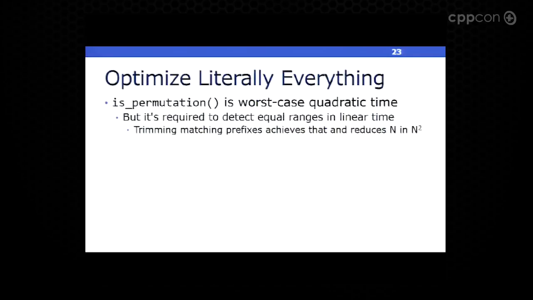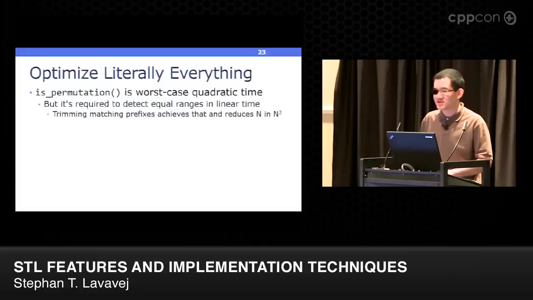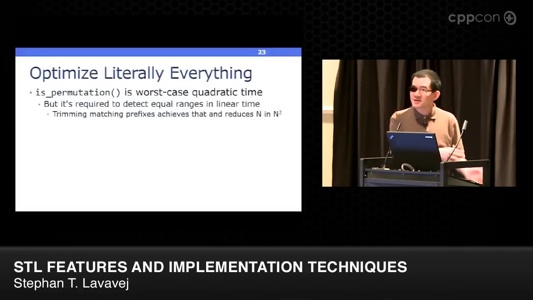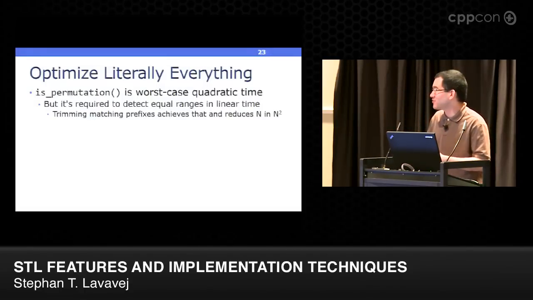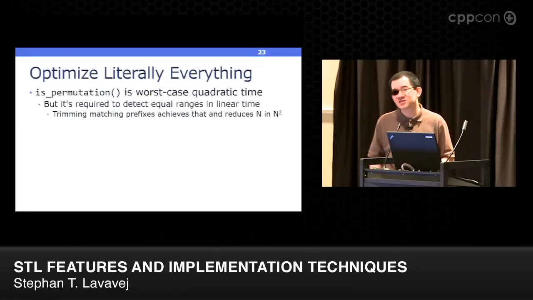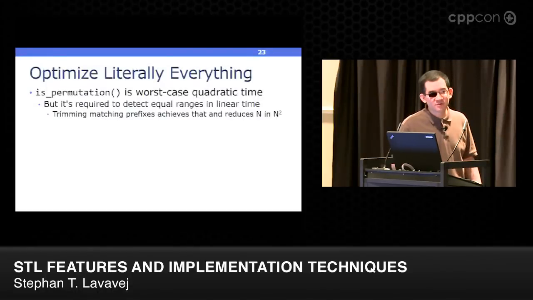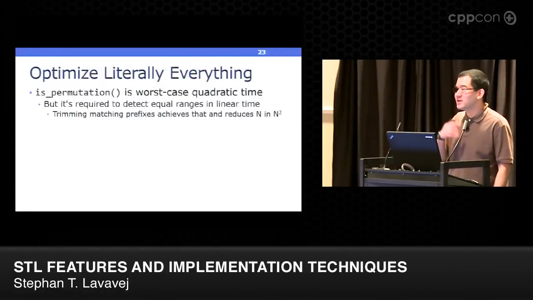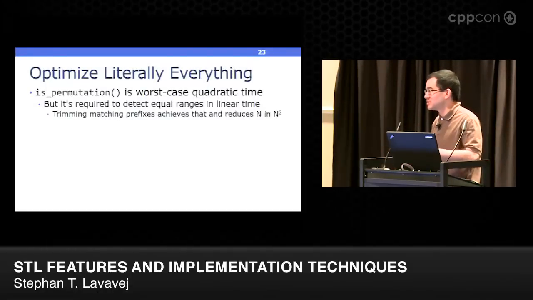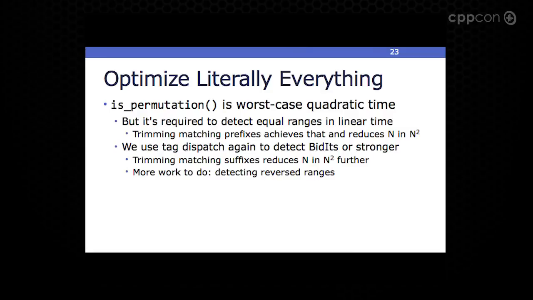OK, so you notice here that although is_permutation in particular is sort of a not efficient algorithm because it's worst case quadratic time, the standard still cares about performance. It's got to detect, hey, if these ranges are equal, then of course they're permutations of each other. We're required to detect that in linear time. And we do this by trimming matching prefixes. And even if we don't detect that they're equal, at least that reduces the n in n squared. So that saves us a lot of time.